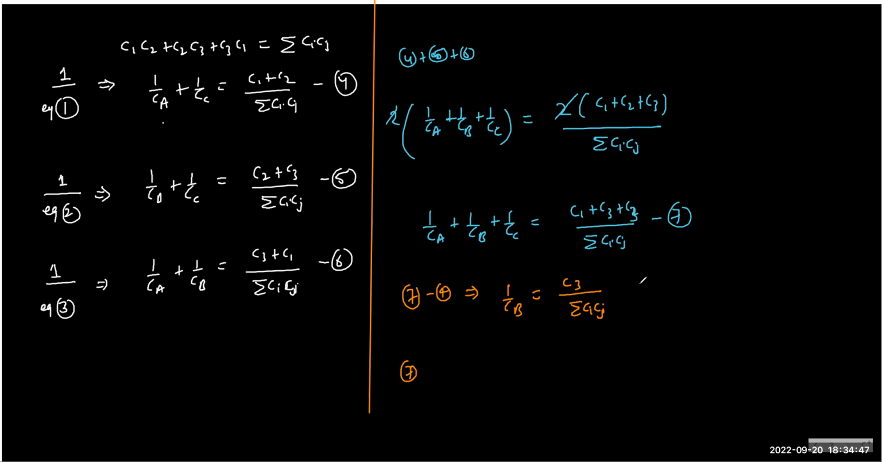So we got the answer. What is CB? Ci, Cj upon C3. What is 7 minus 5? BCA. And 1? So what you can see is that we can derive the transformed value if we know the delta. If you know the delta, you can find the star. And 7 minus 6.